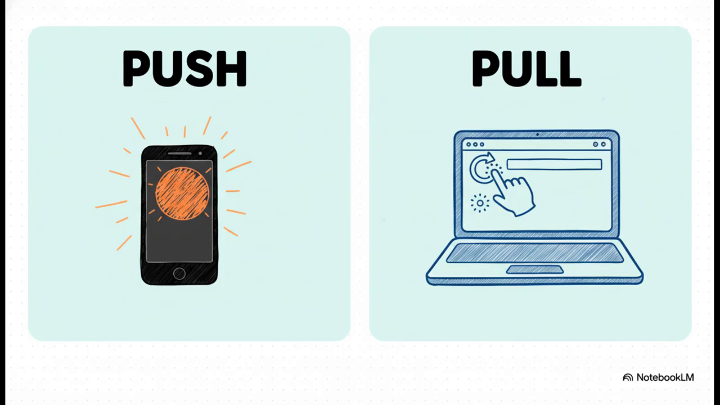And really, here's the simplest way to get your head around this. The push method is just like getting a text message notification on your phone. Ding! The information comes directly to you the very second it exists. The pull method, on the other hand, is like you sitting at your computer, hitting the refresh button on your email over and over and over again just to see if anything new has arrived. One is instant and automatic. The other is you constantly having to ask.